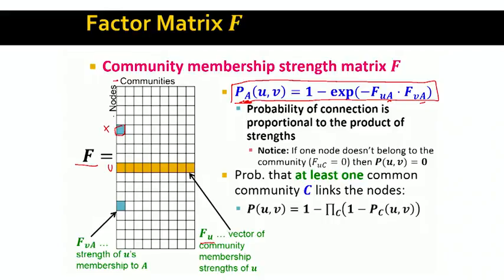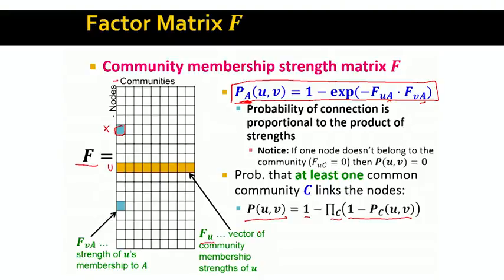We will use the same approach as we did with the affiliation graph model. We'll say the probability of a pair of nodes being connected is proportional to the idea that at least one of the communities they have in common created an edge. So here it is. The probability of a pair of nodes being connected is simply 1 minus the product over the communities of 1 minus the probability of them being connected given that they share membership in a given community.